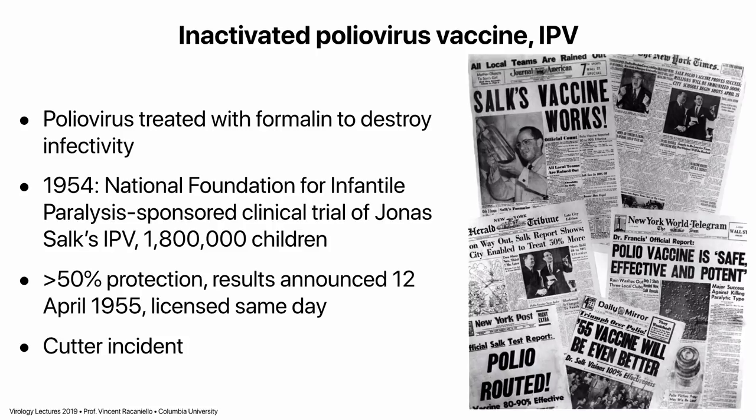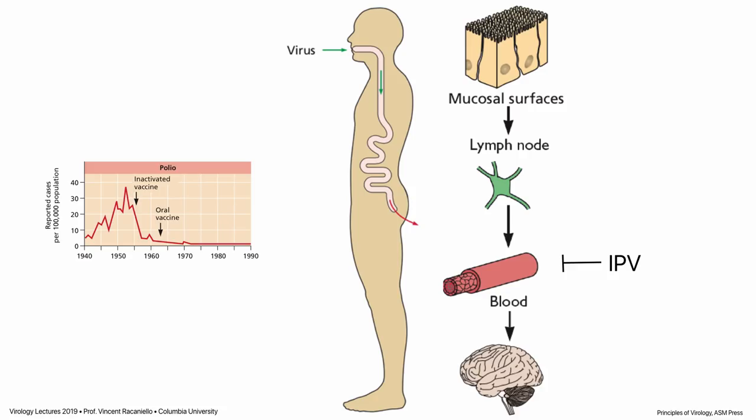The pathogenesis of the virus, just to remind you, you acquire it by fecal-oral contamination. It replicates in your intestinal mucosa, establishes a viremia. 99% of the infections stop there. 1% the virus gets into the central nervous system. It destroys neurons, and that causes the paralysis. So Jonas Salk, who developed IPV, that vaccine was introduced in 1955, and it brought the number of cases from 30,000 to about 2,000 a year.